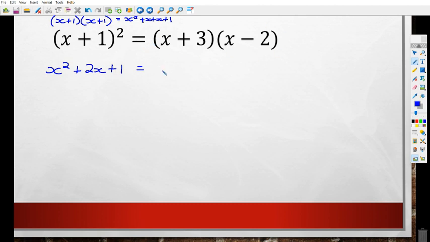And then over here, this is going to give you x squared. This is going to be negative 2x plus 3x, which is positive x. And then negative 6. You guys with me? Good. Now, how do I get rid of this x squared? Because I see I've got x squares on both sides. How do I get rid of that?